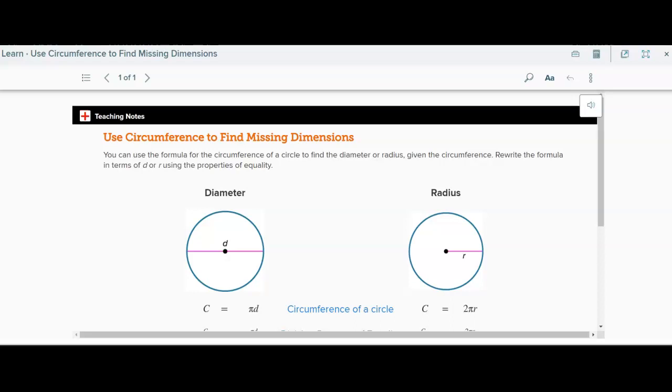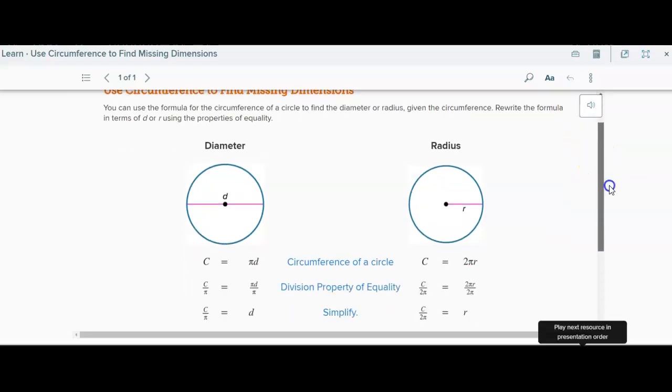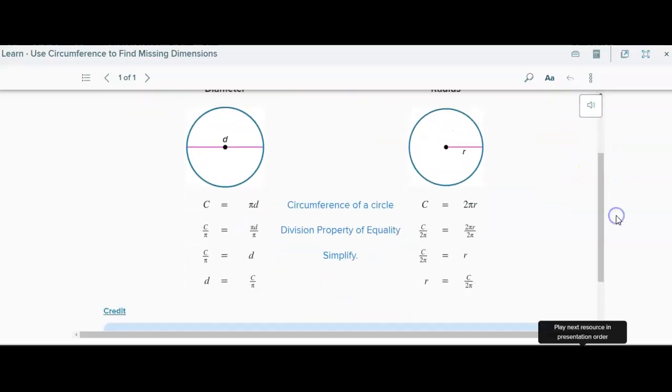On page 451, we looked in the previous video, which you should have hopefully watched, at the circumference of a circle, and these were the two formulas: C equals pi d and C equals 2 pi r. We can use these formulas to find the diameter or radius if we're given the circumference. So if we know the circumference and are asked to find the diameter, we can divide both sides by pi and get d by itself.